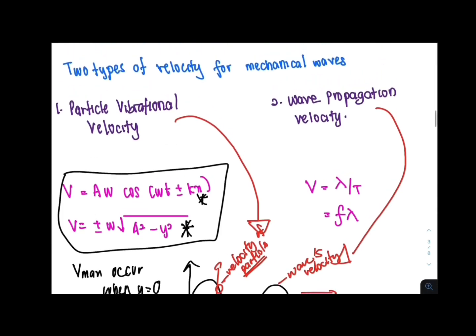And then next, for wave propagation velocity, or wave velocity, we have the equation V equals lambda over T, where lambda is the wavelength and T is the period. Or, as we know, T equals 1 over F, we can simplify to produce another equation, where F multiplied by lambda also gives you the velocity. You can choose depending on what is given in the question. If you have the period, you can choose the first one. If you have the frequency, you can choose the second one.